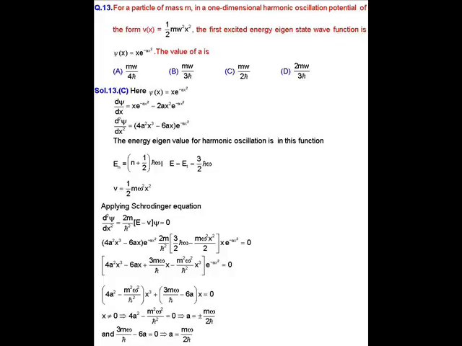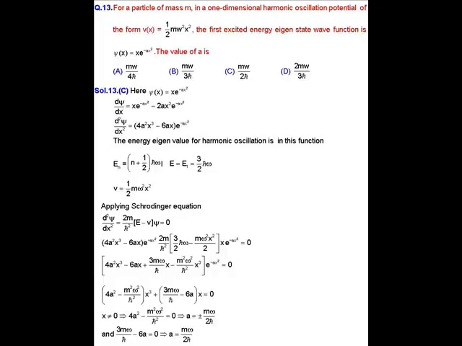So given that psi of x is equal to x e to the power minus a x square, now we have to find the first derivative and second derivative of this wave function. The first derivative is del psi over del x equals x e to the power minus a x square minus 2a x square e to the power minus a x square, and the second derivative is d2 psi over dx square equals 4a square x cube minus 6a x, times e to the power minus a x square. And the energy eigenvalue for the harmonic oscillator is En equals n plus 1 by 2 times h cut omega, where n is the number of states.